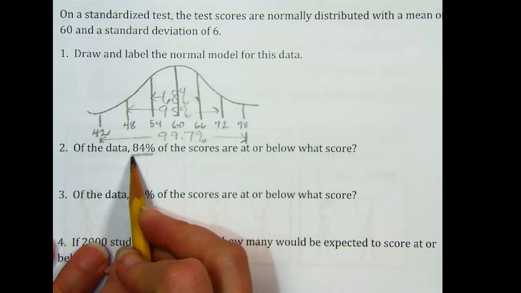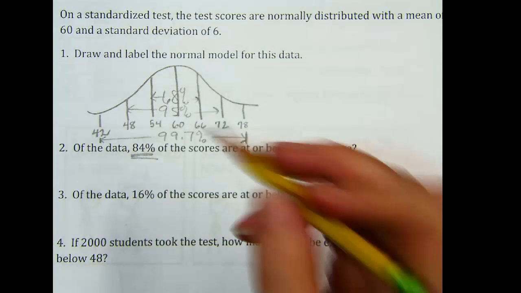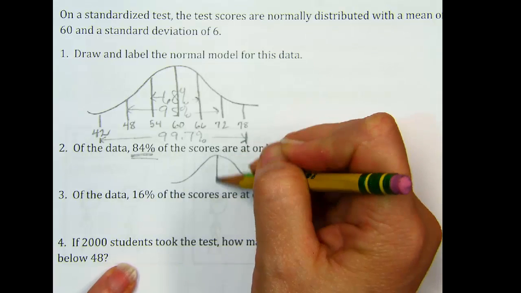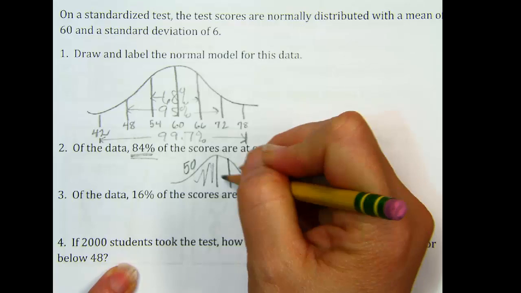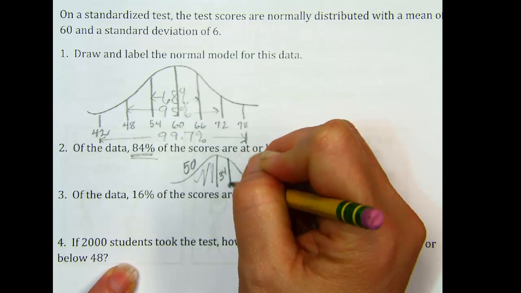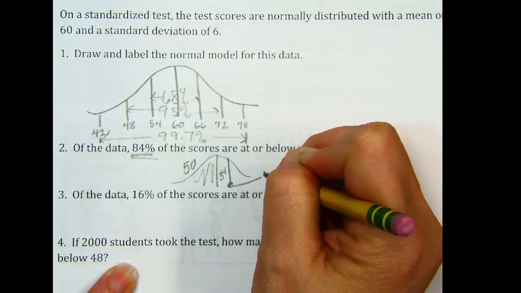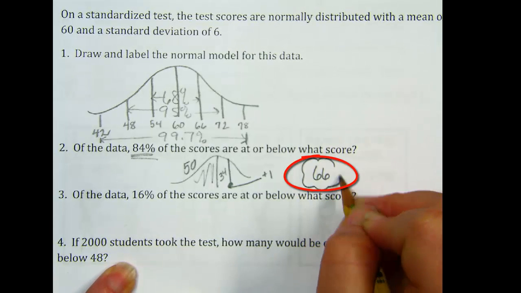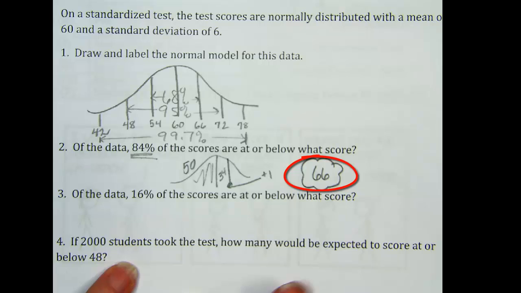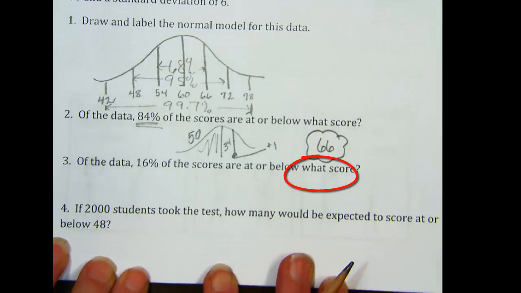So number 2, 84% of the scores are at or below what score? Well, think about your normal model. The mean cuts it in half, that's 50%. I need to find about 34% more. Well, that takes me to 1 standard deviation above the mean. So 84% of the scores are at or below a 66, the number you put at 1 standard deviation above the mean.